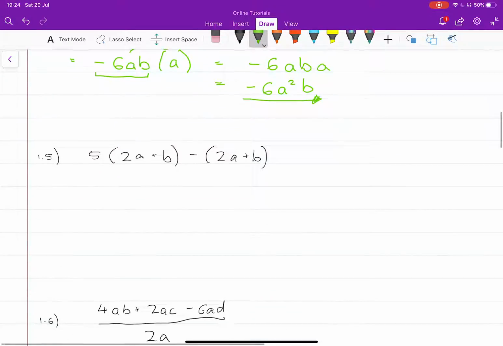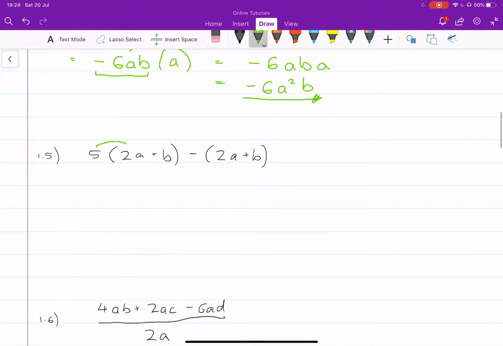And that is our final answer. Moving on to question 1.5. Again, we multiply this through, so then we get 10a plus 5b, and we multiply the negative. So the negative, we can take it to be negative 1. So negative 1 times 2a plus negative 1 times b, which is equal to minus 2a minus b.